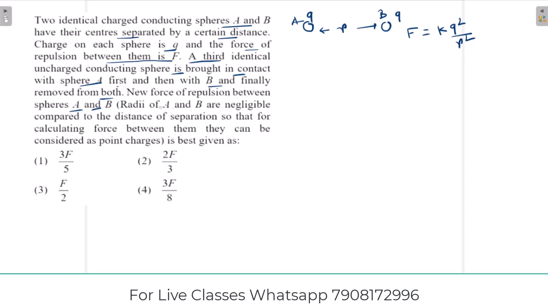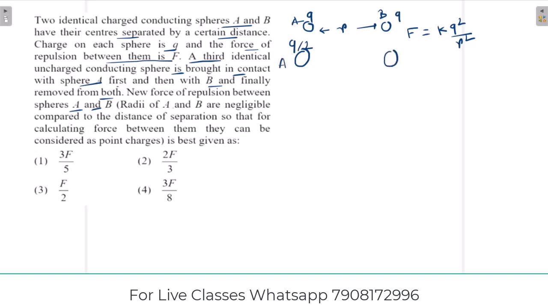So, A and B have the charges Q and let us say the separation is R, so the force F is K Q square by R square. Now, an uncharged sphere is brought in contact with A. So, the charge will be divided equally, that is A will get charge Q by 2 and the uncharged sphere will get a charge Q by 2.